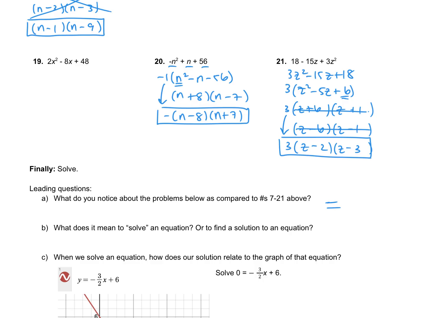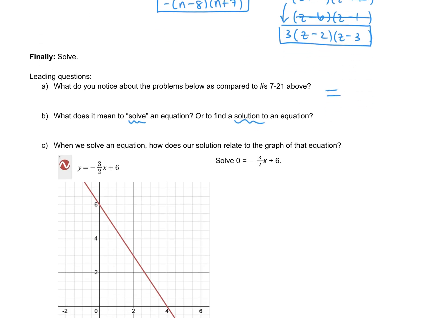Now, I think in math, a lot of times we use words and we don't talk about what they actually mean. So I want to talk about when we solve an equation or we find a solution to an equation, what does it actually mean? So let's look at this example C down below. We are solving this equation.